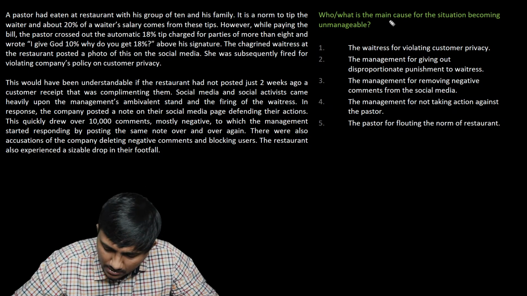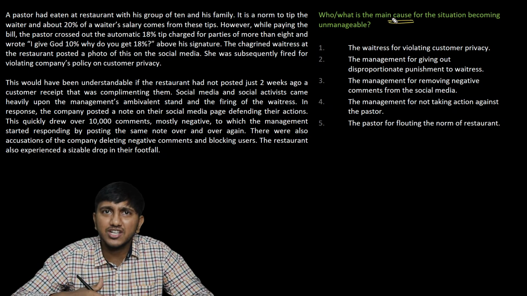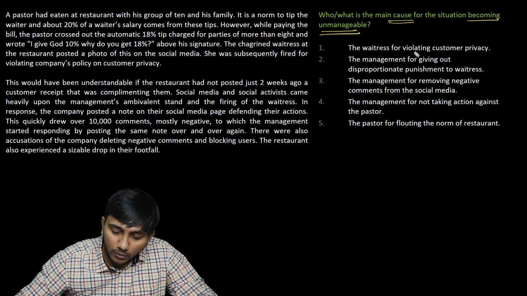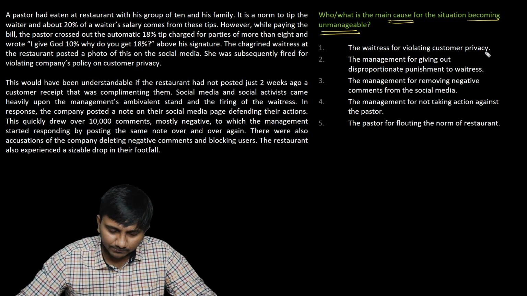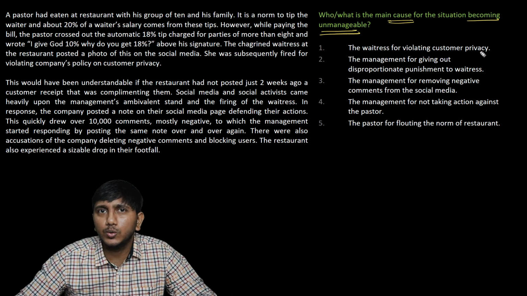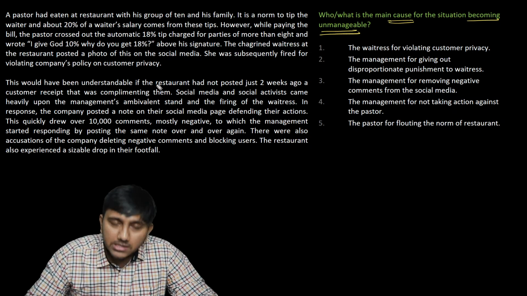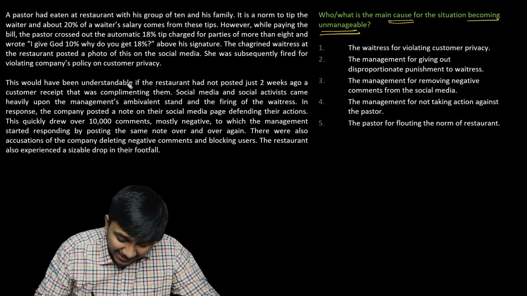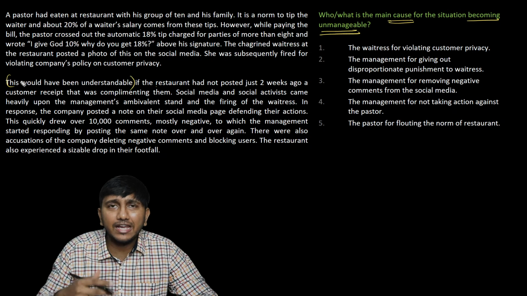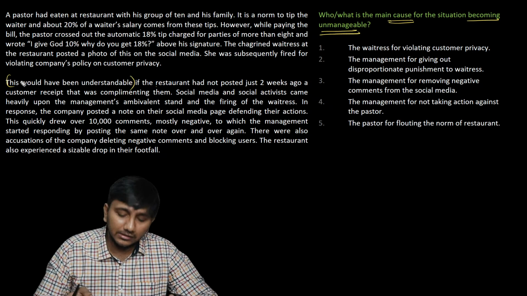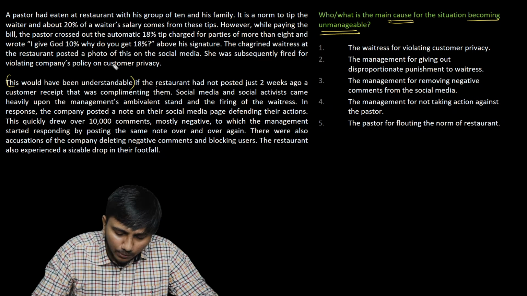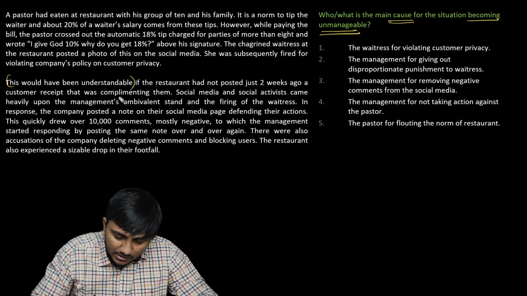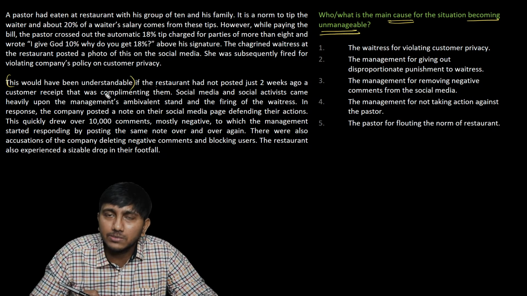Okay, the key points here, it has to be the cause, means it has to be something which actually initiated the whole process for the situation becoming unmanageable. Okay, let's see. The waitress for violating customer privacy. See, the thing is, the waitress was not the first to violate customer privacy. The management has already violated the customer privacy, right? If you see here, this would have been understandable. Which is understandable? That is, firing of that person is understandable. Why did they fire her? They fired her because she violated company's policy on customer privacy. But the restaurant themselves had complimented a customer by posting the receipt, which is also violating customer privacy, right?